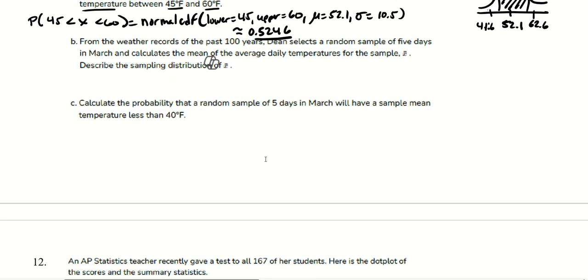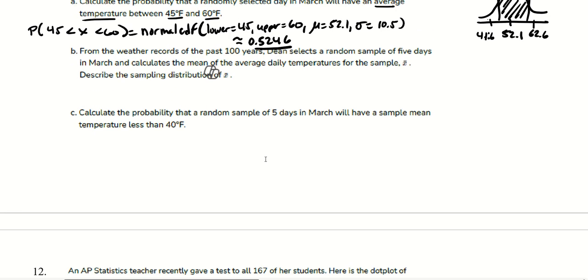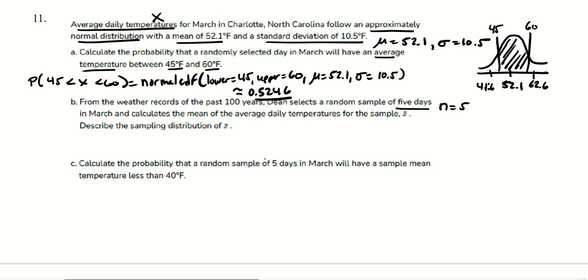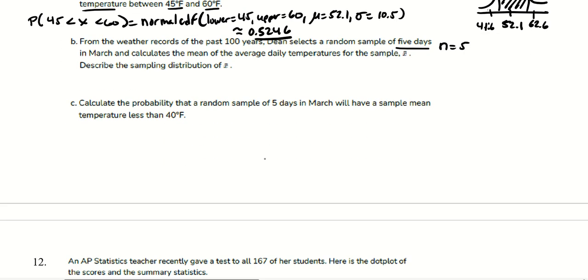Okay, so part B, from the weather records of the past 100 years, Dean selects a random sample of 5 days in March and calculates the mean of the average temperatures for the sample. This is X bar, sample X bar. Describe the sampling distribution of X bar. Okay, so now because the original is normally distributed, that means that the sampling distribution is going to be normally distributed, regardless of the sample size, whether it's 5 or whatever. Even if it's way less than 30, it's still going to be approximately normal because the population is normal.